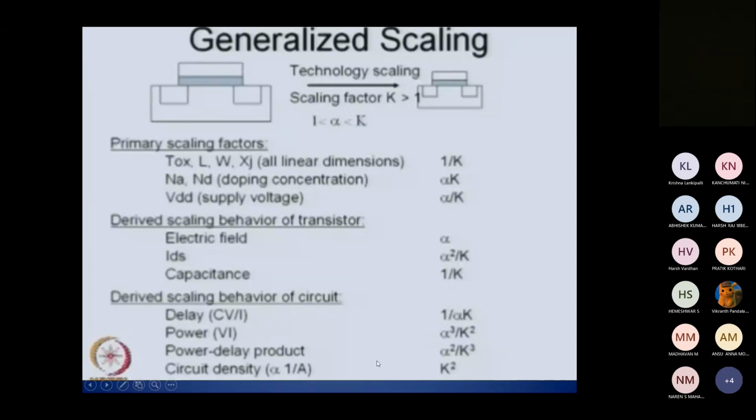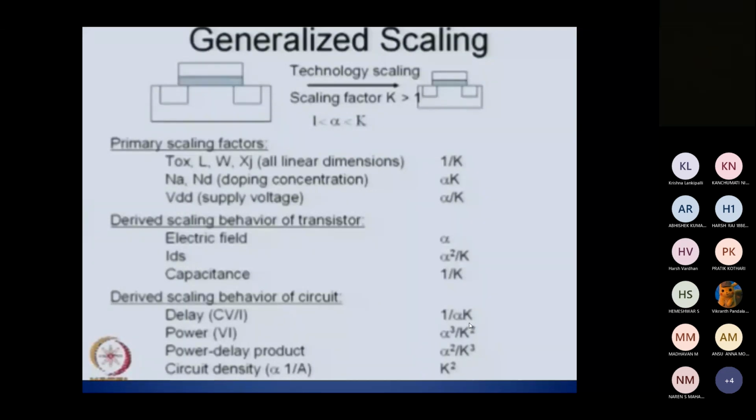The power is greatly reduced, that is alpha q divided by k square times. That means with this small power, we are able to work the transistor. And the circuit density, that is the number of transistors per unit area, increases by k square times. Okay. So this is all about the CMOS scaling that you should know.